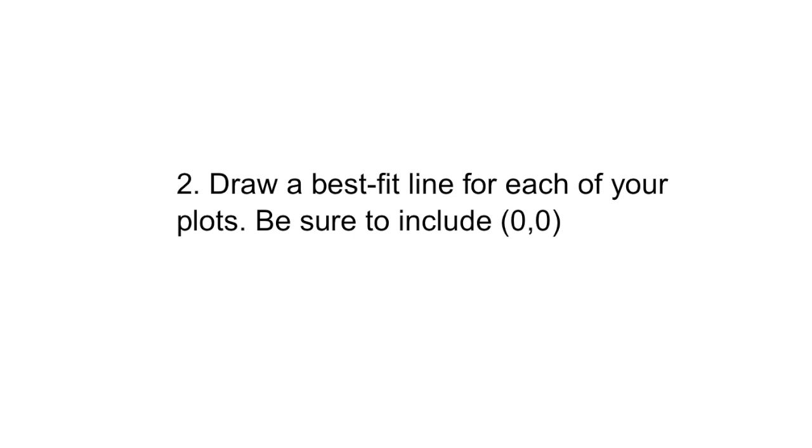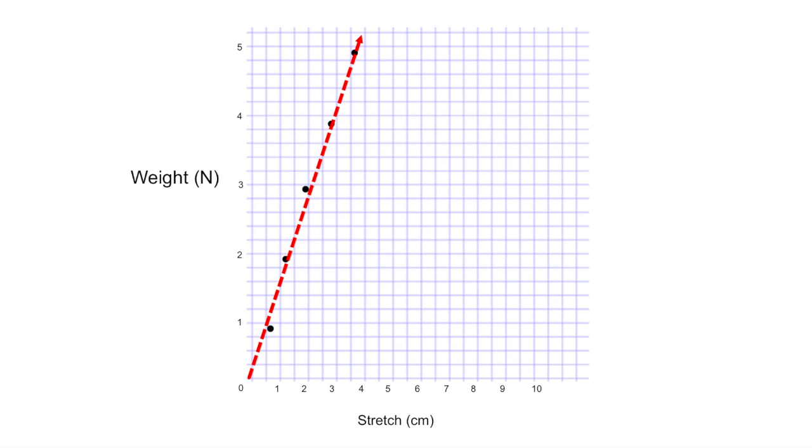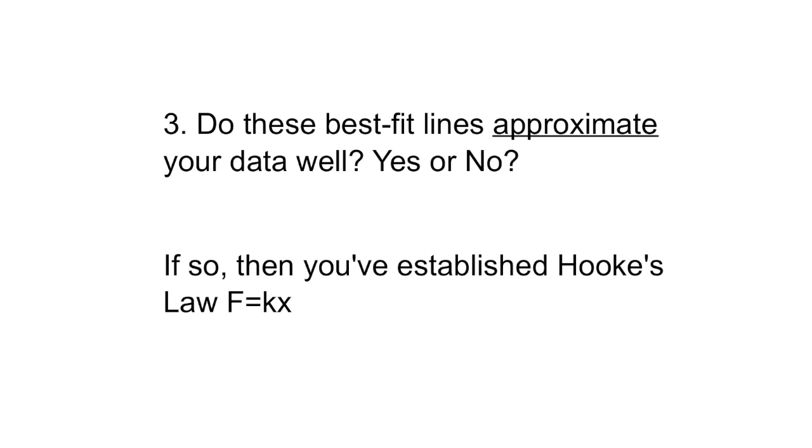2. Draw a best fit line for each of your plots. Be sure to include 0,0. An example for spring 1 can be seen here. An example for spring 2 can be seen here. 3. Do these best fit lines approximate your data well? Yes or no? If so, then you've established Hooke's Law, F is equal to Kx.